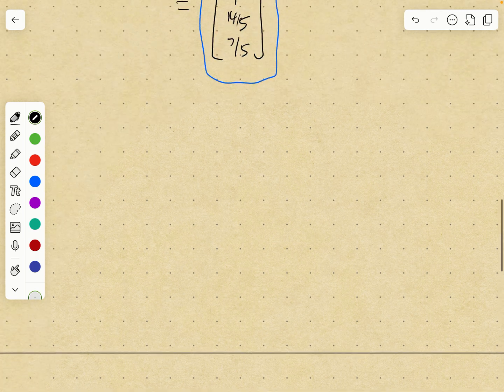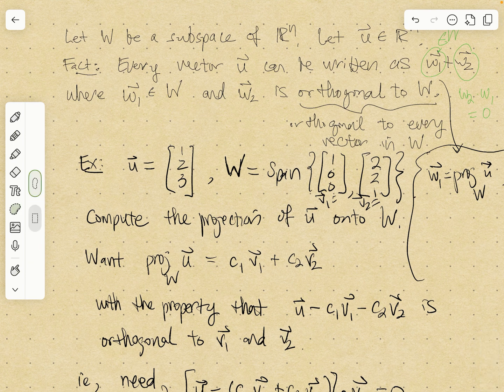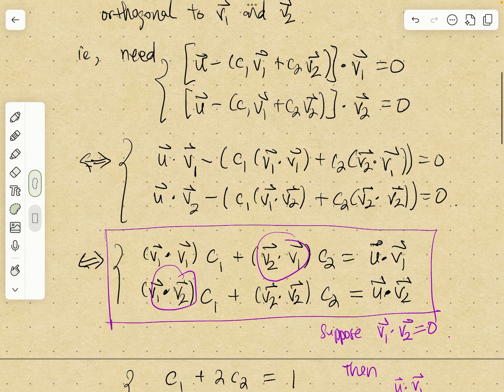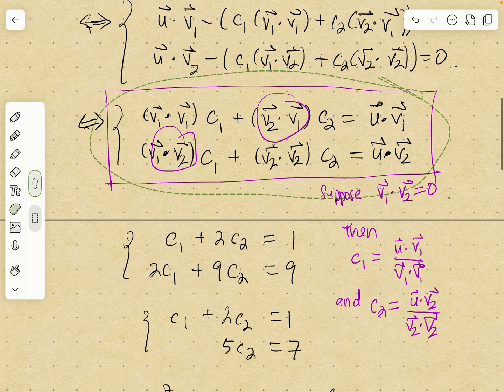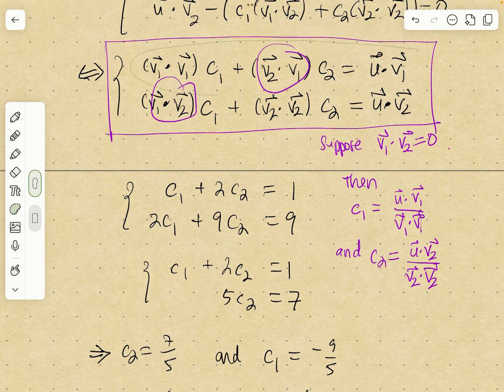So last time we were talking about projecting vectors onto subspaces. And we looked at an example, and we saw that if you want to project this vector u onto this subspace W, it ends up amounting to solving this system of linear equations. You get a system of equations, and then you solve for C1 and C2. But we noticed that if v1 dot v2, these are vectors that span the subspace that we want to project onto, if v1 and v2 are orthogonal, so the dot product is 0, then you can get that C1 is u dot v1 over v1 dot v1. And the second equation will tell you that C2 is u dot v2 divided by v2 dot v2.